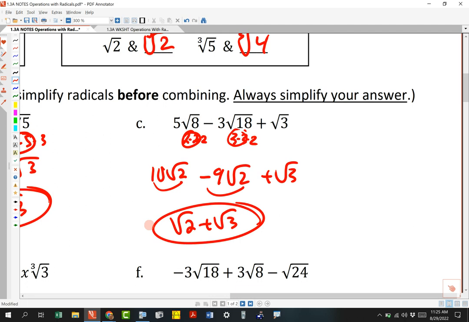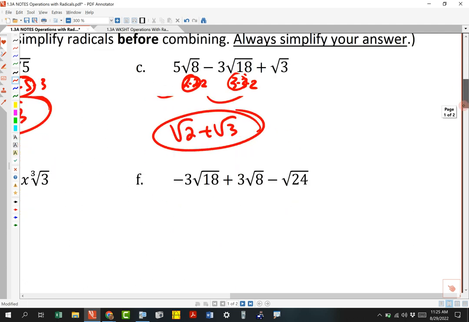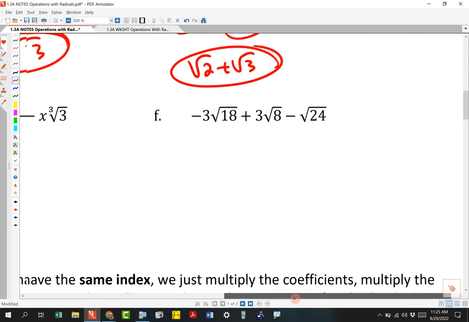Now, if this were a calculator portion of a test, you could make yourself feel a little bit better that you got the right answer. You could literally type in the original problem, hit enter, type in your answer, hit enter. It would probably give you ugly decimals for both of them, but as long as they were the same decimal, you would know that you got the right answer. Everybody good there? Okay, any questions?